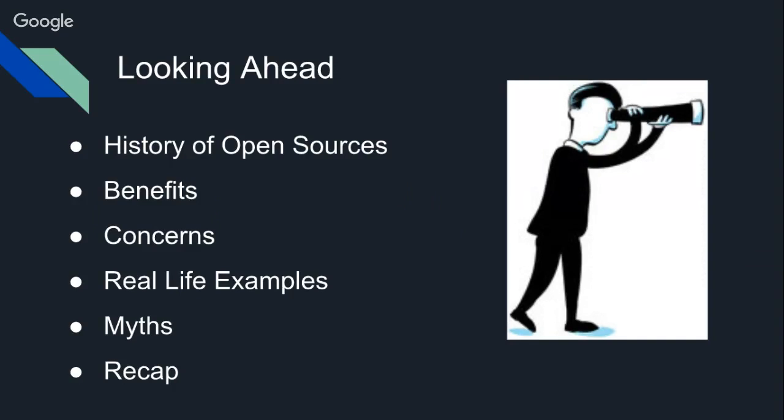So looking ahead, like our friend here, let's go over what will be covered in this presentation. We'll start off with the history of the open source concept and movement. Then we'll do some chit-chatting about the benefits and concerns of it. And following this, we'll toss out some real-life examples, and then we'll have a quick recap at the end. And of course, I'll probably throw in a myth or two about what open source software is and means. So without further ado, let's open up this can of worms.